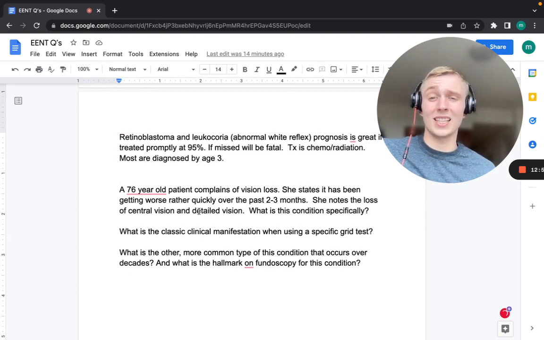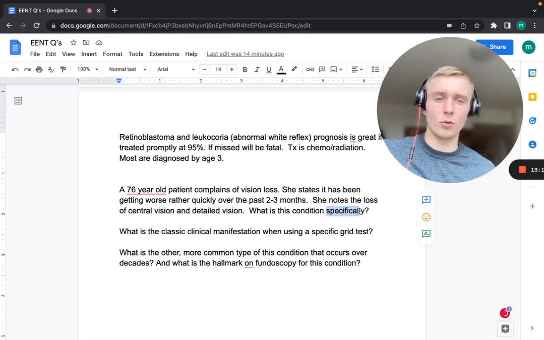Okay, next one is a 76-year-old patient complains of vision loss. She states it has been getting worse rather quickly over the past 2 to 3 months. She notes loss of central vision and detailed vision. So importantly, central vision and detailed vision. What condition is this specifically?